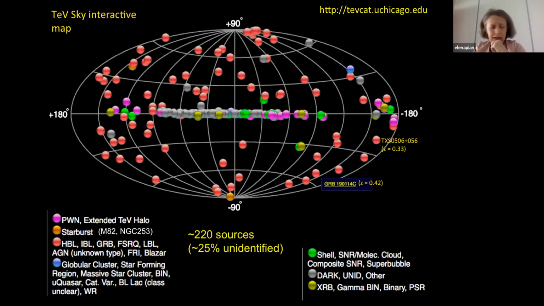So we finally come to our object, the subject of this talk, which is the first gamma ray burst detected at TeV energies. This is the TeV sky, as we knew it until the detection of 190114C at an intermediate redshift, 0.4.